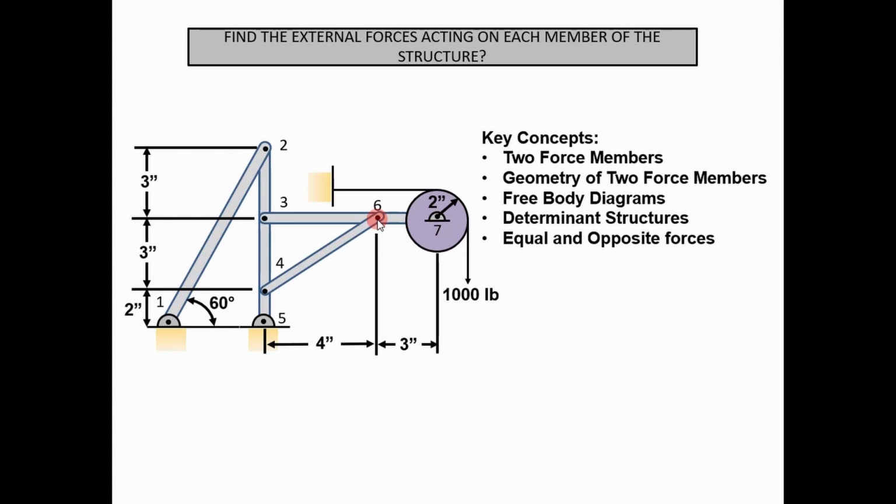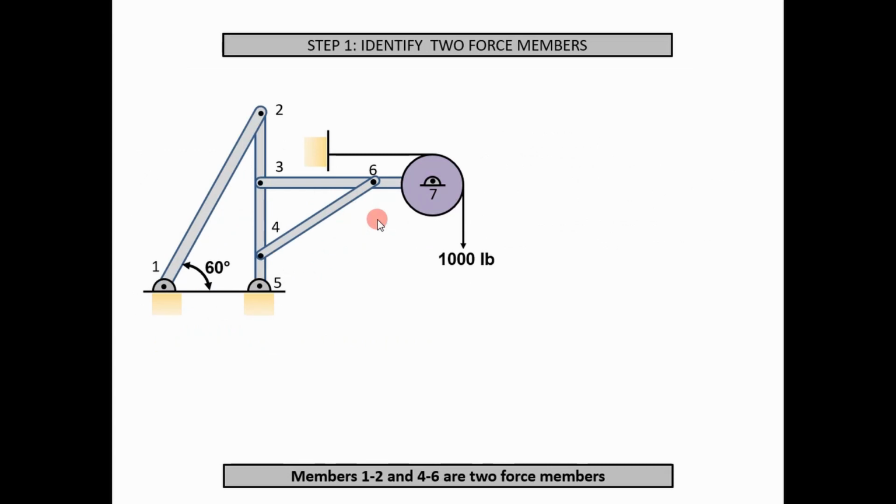Let's get started. The methodology you want to start with is to identify the 2 force members. What are 2 force members? 2 force members are basically those members where there are only 2 locations where forces act. If you look at this assembly, I want you to think about which of these members, and there are more than a few here, are going to be the 2 force members. If you want to pause the video and think about it, go right ahead. I'm going to go ahead and show you what they are.